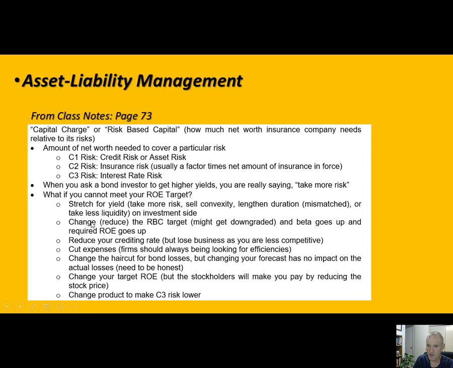You can change your RBC target, but if you do that, you don't hold as much net worth. You can be downgraded. You just become more risky, and so your ROE standard is going to go up. We'll see it in the numbers. You can reduce your crediting rate and pay your customers less. That would help, but then you're not going to be as competitive as you'd like. You can cut expenses. Well, yeah, you should always be doing that. If you can get more productive, you should do it.